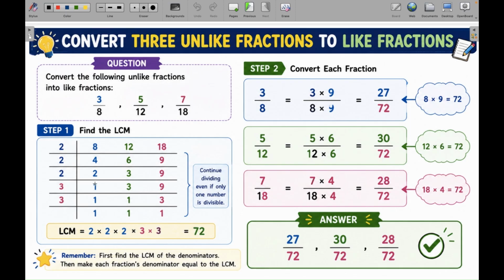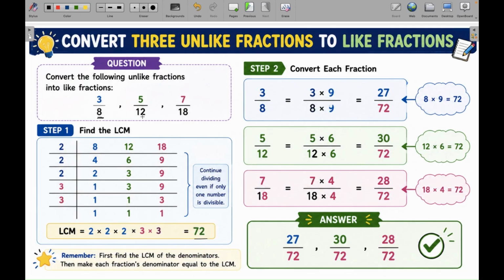Right? Then these two have 3 as a common factor. 3 1s are 3 and 3 3s are 9. We still have to get rid of this 3 so that we have 1. So we again divide by 3. So 3 1s are 1 comes down, 1 comes down and 3 1s are 3. So the LCM is 2 times 2 times 2 times 3 times 3. So again 72. Right?